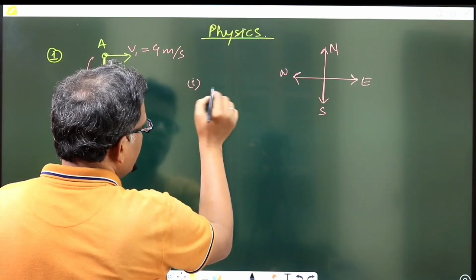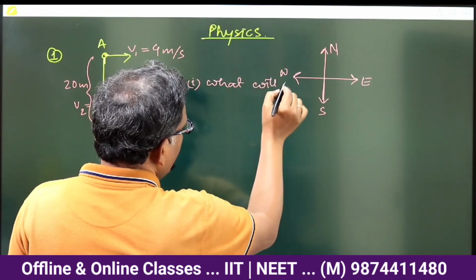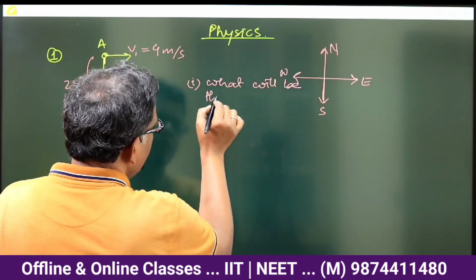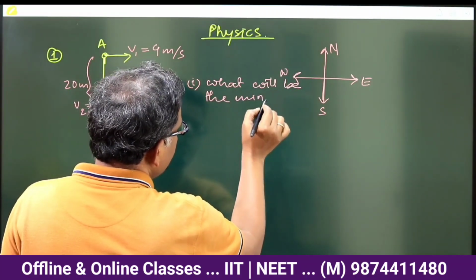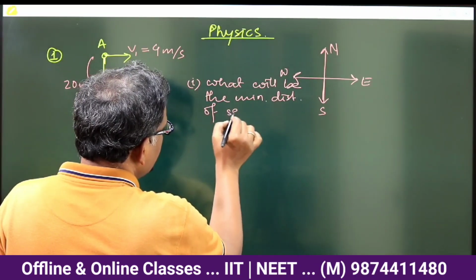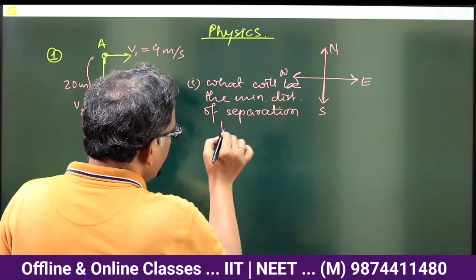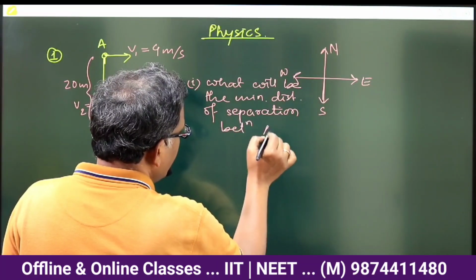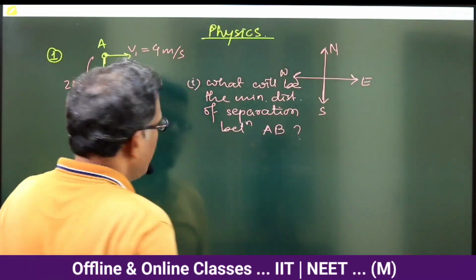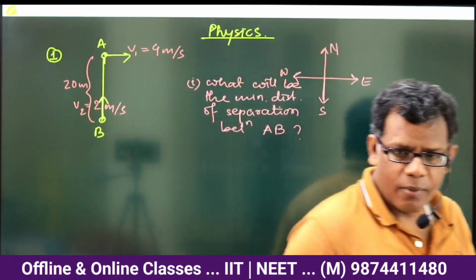first part of the question is, what will be the minimum distance of separation between A and B? First calculate this. What will be the minimum distance of separation between A and B?